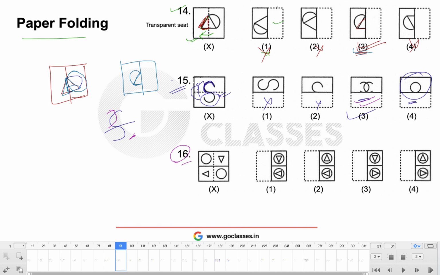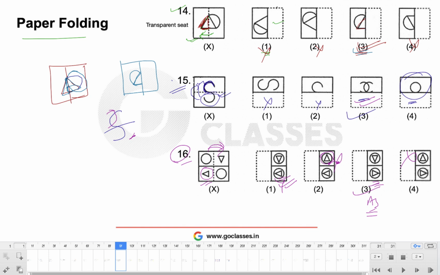In question number 16, folding will be like this. So this could be the answer. It is not the answer as this triangle is upside down. This will not be the answer. Okay, this is wrong because when we fold it, this thing will be mirrored, but in this option it is same as the original image. So this is the answer.